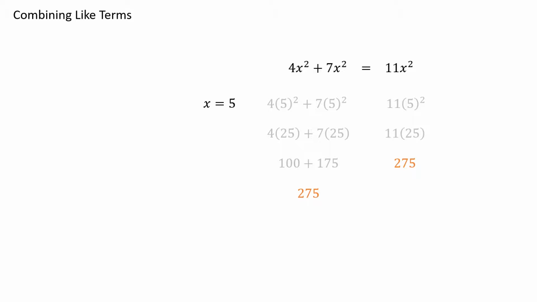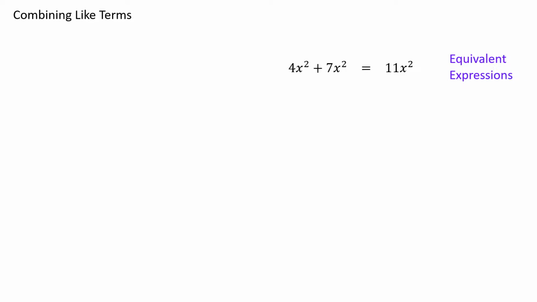When you're doing these problems in a math class, you're probably not going to plug random numbers in at the end, but it is a nice way to check if your expressions actually are equivalent or not. Because if they are, as they should be when you're simplifying, you should get the same answer for both, no matter what you plug in. Again, when that happens, we call these equivalent expressions.